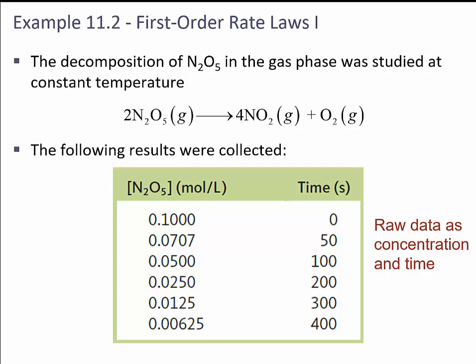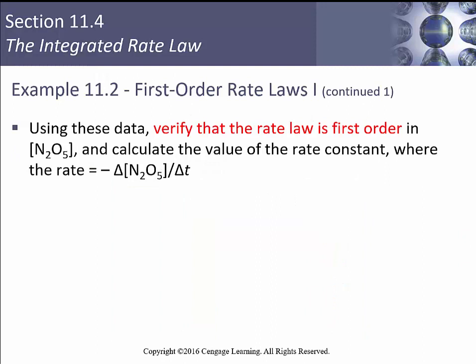Just kind of looking at it, it's hard for us to see what's happening. We can tell it's not constant. We can tell it's decreasing. If we looked at it, okay, the change between here and here is probably bigger than the change between here and here, but it's hard to tell exactly, right?